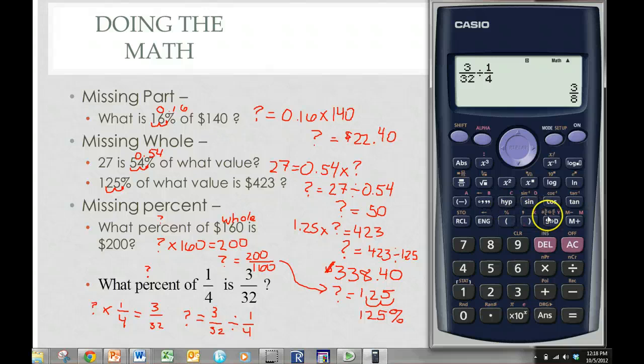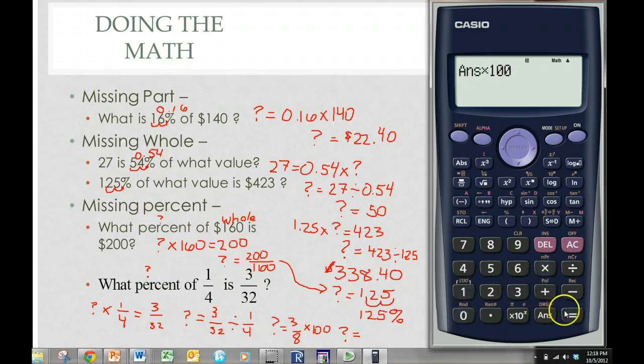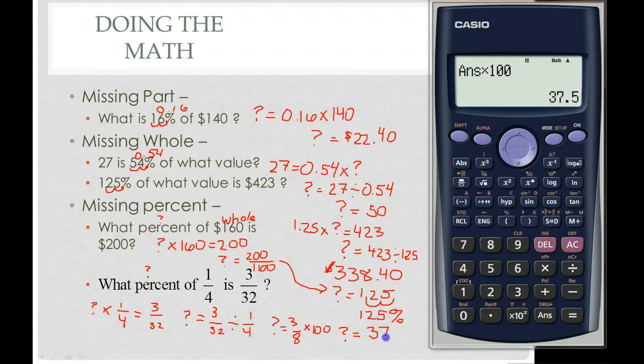Now again, I need to convert this to a percent. So my question mark is 3/8, but now I need to convert this fraction to a percent. So I need to change it to a decimal and then multiply it by 100. Or multiply it by 100 first and then change it to a decimal. So since I'm already here, I'll say times 100, and now 75/2, I change that to a decimal. That is 37.5%.